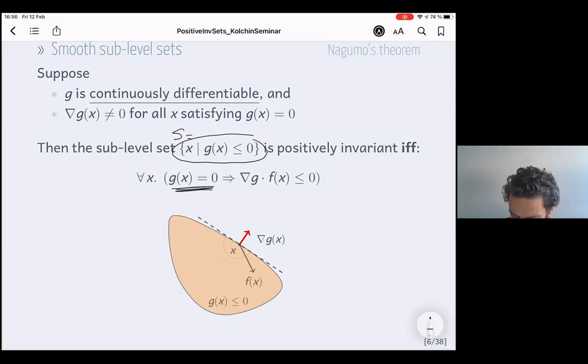this is formalized by the gradient of g times f of x, which is nothing but the Lie derivative of g, being less than or equal to 0, then it's fine. And again, the picture is as I showed earlier. So this is the gradient. This is g. This is the sublevel set. I am on the boundary. X is on the boundary. You can see here f of x is pointing inside, right? And this idea of pointing inside is captured as a sign condition with a scalar product. Okay. Just to fix things, this is applying Nagumo's theorem for smooth sublevel sets.